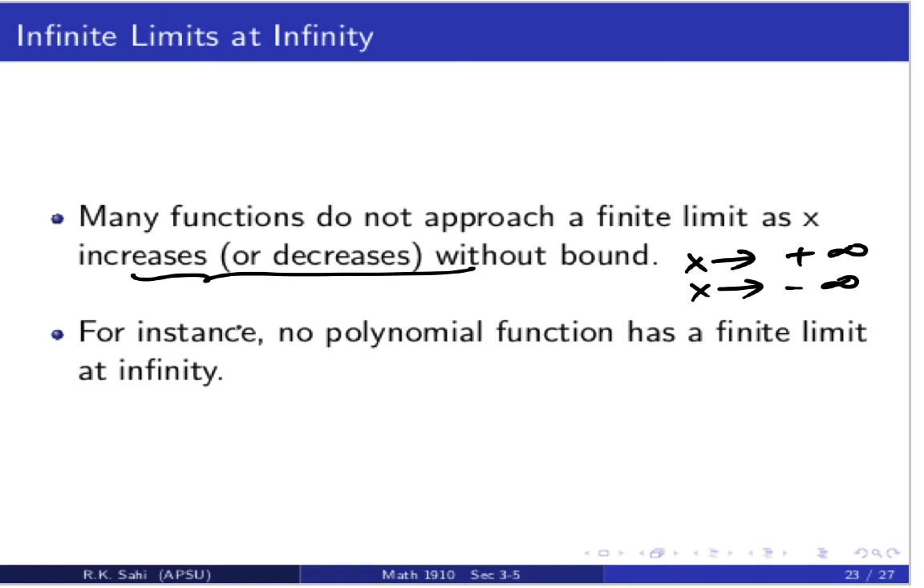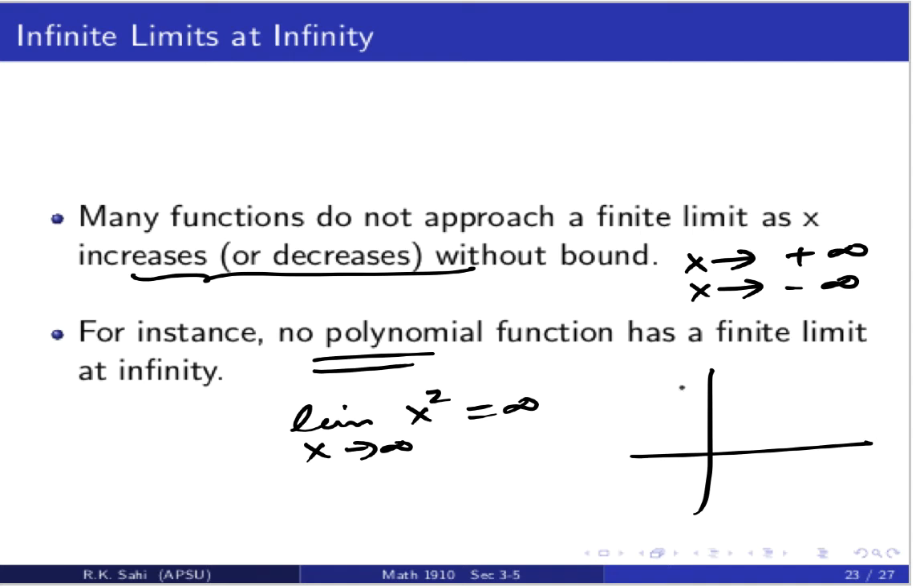Now, it says, for instance, no polynomial function has a finite limit at infinity. As simple as this: limit as x tends to infinity, say, of x squared. It is going to infinity, because if you look at the graph, what happens? As the x value increases, the function increases on both sides. You see that? So that's why no polynomial function will have a finite limit at infinity.